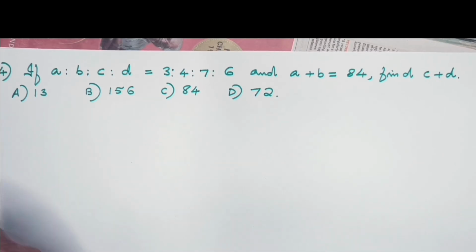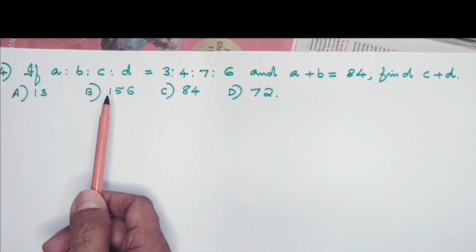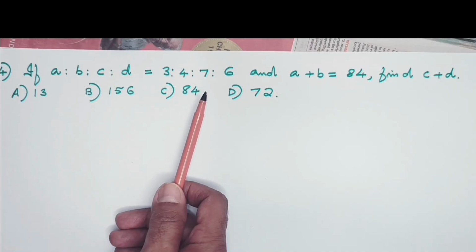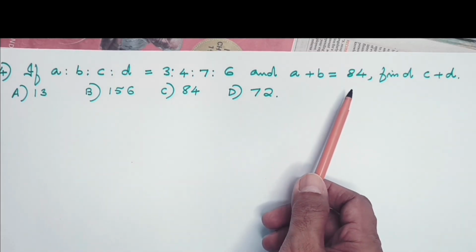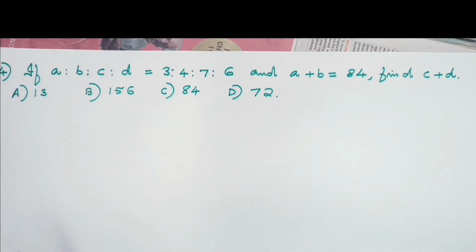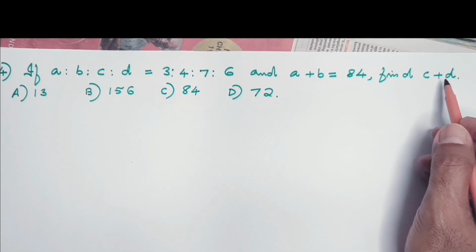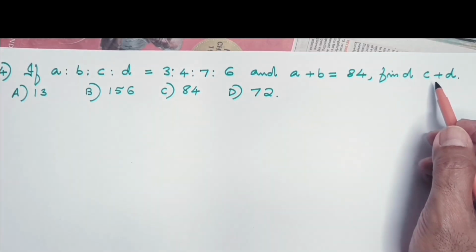Yeah, the fourth question is this. If A is to B is to C is to D equals 3 is to 4 is to 7 is to 6, and also A plus B equals 84, find C plus D. Look, here you are given a ratio. Then you are finding the value of C plus D, which are the two terms in the given ratio.